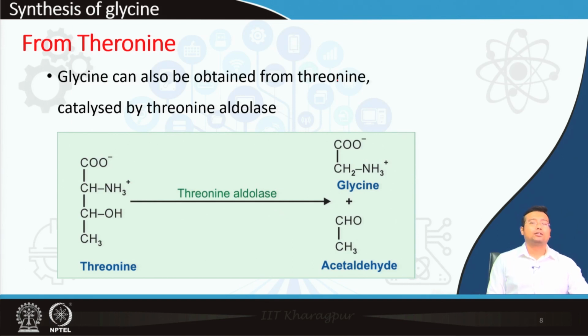Next source is production from threonine. Threonine is also another amino acid, it is cleaved by the enzyme threonine aldolase and it gives rise to glycine and acetaldehyde, alright. Threonine aldolase, very important MCQ.